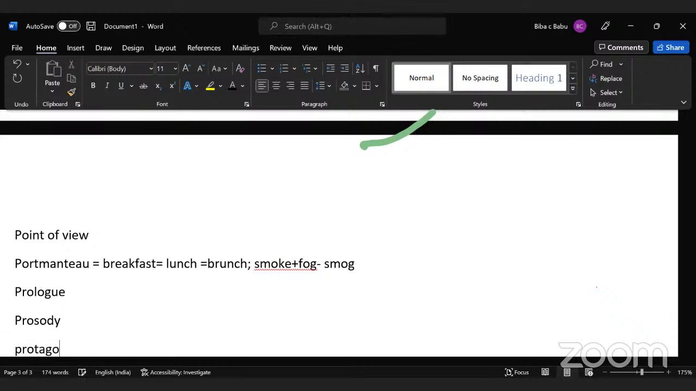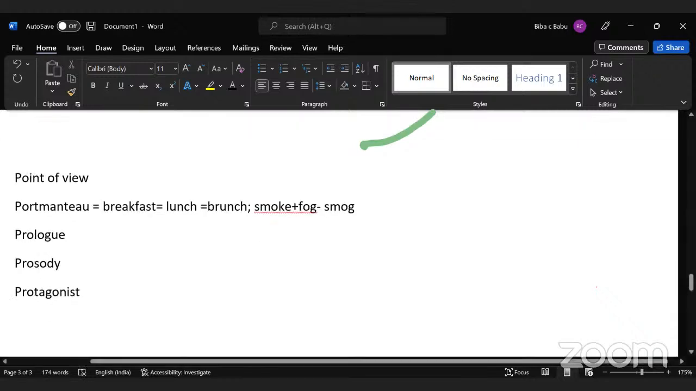Next is protagonist. Who is protagonist? Antagonist is the opposite character. Protagonist is the central figure, the leading character. Next is pun. I'm skipping protagonist because I already taught it in the last class.